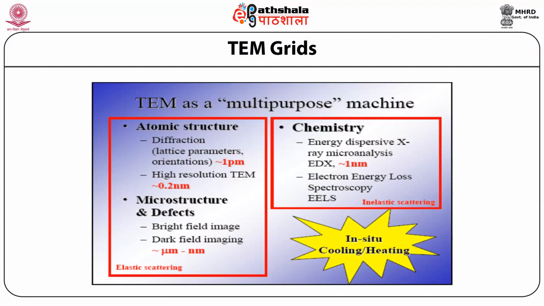The transmission electron microscope is basically a multi-purpose machine. One can do diffraction studies, which will tell you the atomic structure, lattice parameter, orientation, and high resolution TEM. On top of that, we can obtain bright field images and dark field images by which we can study the microstructure and defects. And one can also do chemistry by energy dispersive X-ray analysis, which is called EDX, or electron energy loss spectroscopy, which is called EELS. So in this way, TEM is a very multi-purpose machine where one can find out the microstructure, defects, atomic structure, and chemistry.